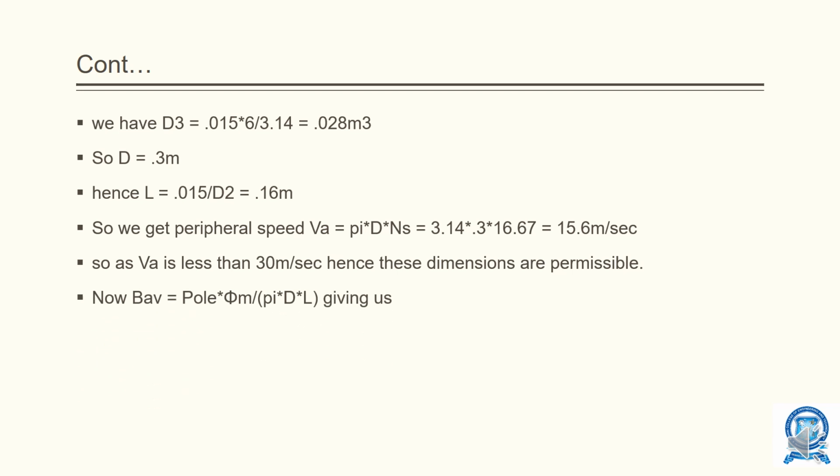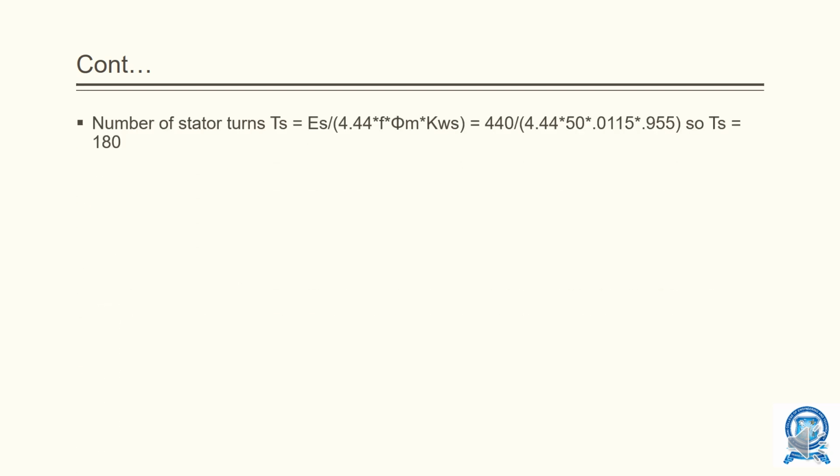So now B average is equal to pole into phi m divided by pi dl. From this, phi m, the maximum flux, is calculated. Once maximum flux is known, you can calculate the value of T phase, that is the number of turns required. So T phase is equal to E phase divided by 4.44 f phi m kw. Just substituting the values, we'll be getting the number of turns per phase, that is 180 turns. You can approximate it to a whole number, because the number of turns will always be a whole number. So I need to approximate it to 180.